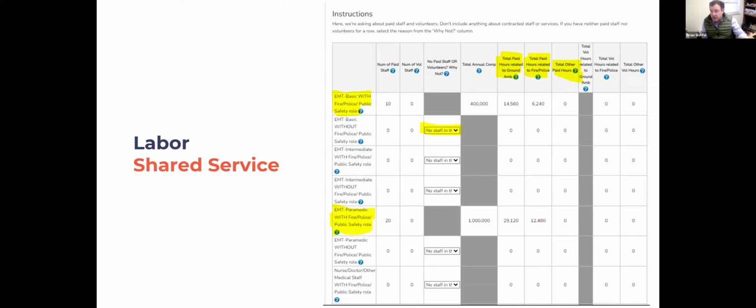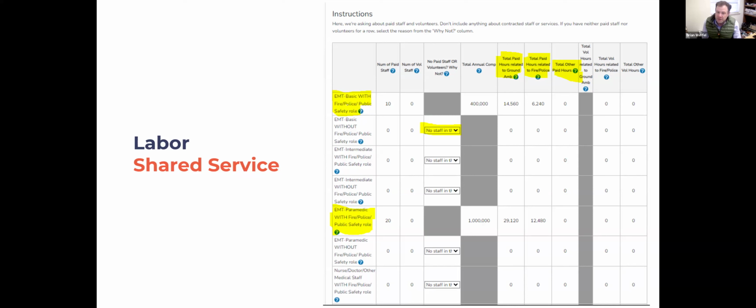They're asking for aggregate data here. So you would indicate the total number of people that fall within that category, the total compensation that are paid to all people in that category, and then the total hours worked by all people in that category. And to the extent you previously indicated that you have shared services, they would then ask you to provide not only the total hours rendered for ground ambulance, but also the total hours rendered for those other public safety duties.